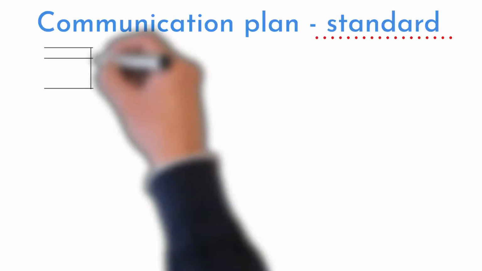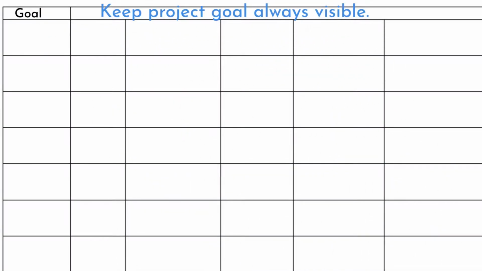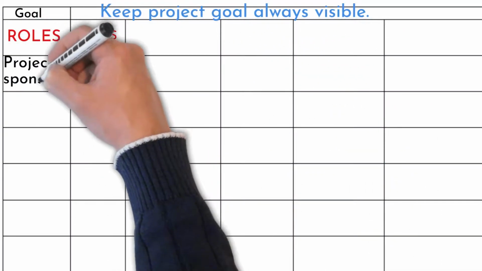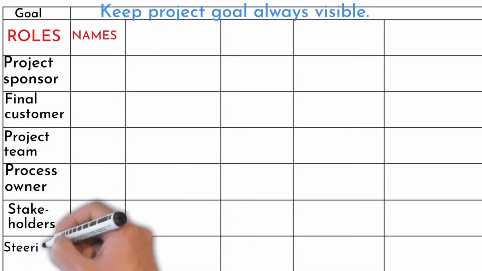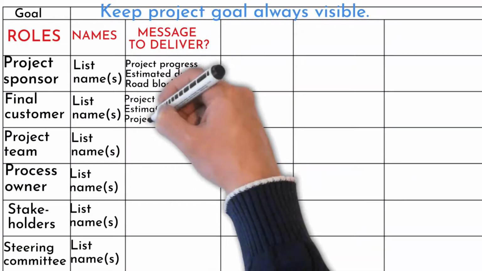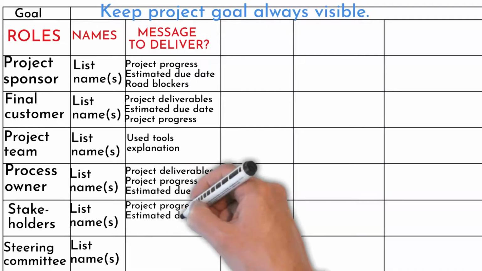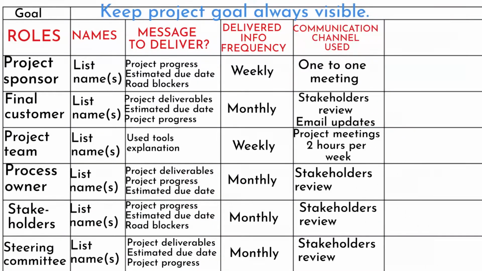Let's focus on standard communication in the project. To make communication planning easier, keep the project goal always visible. List down all roles and names you need to communicate to. Here are the most typical ones. All these roles are identified during project charter creation. Take into consideration what message in the project lifecycle each role will require, how often, and what channel you expect to use to deliver information.